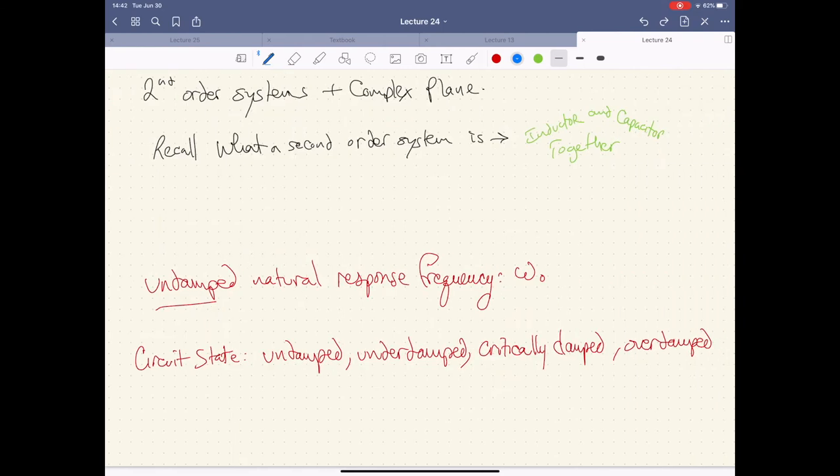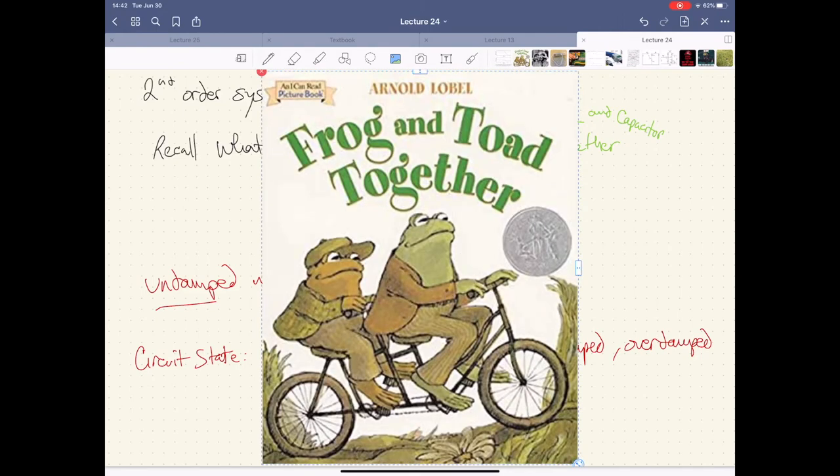All right. So now we're going to shift gears a little bit. And we're going to talk about second order systems in the complex plane in general. And we're going to recall first what a second order system is. We've kind of already done one today, twice, but that's okay. You know, we have inductor and capacitor together. That's really what this is.